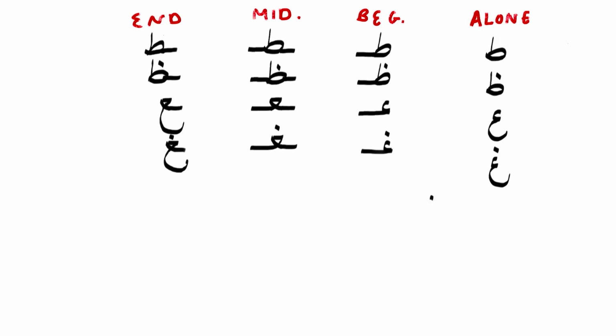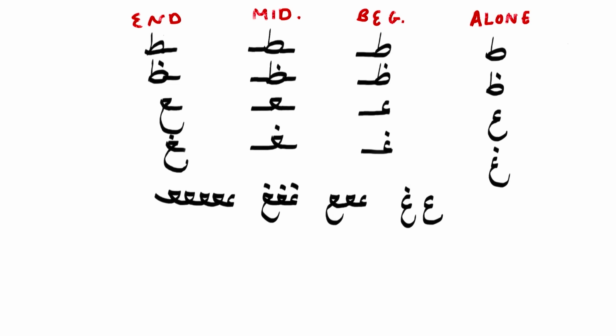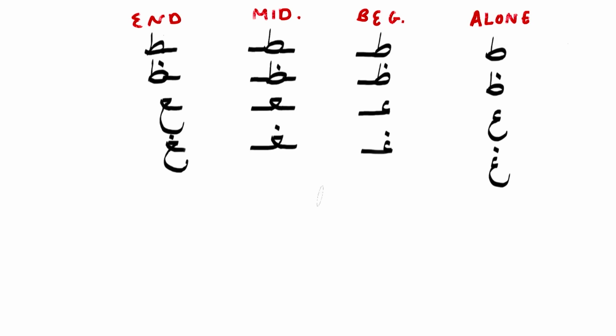Just to make it clear for you, this is ayn by itself, this is ghain by itself. This is ayn, ayn, ayn. This is ghain, ghain, ghain. And now let's join them all together. So ayn, ghain, ayn, ghain, ayn, ghain. Practice makes perfect. And now we move on to fa.